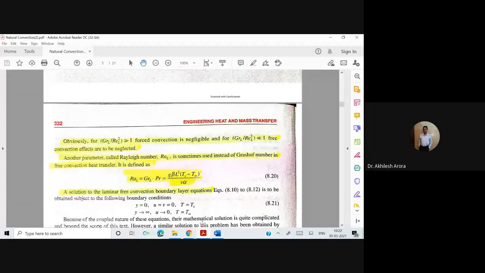Now let us discuss the next parameter, which is the Rayleigh number, Ra L. It is sometimes used instead of the Grashof number in free convection, and it is nothing but the product of the Grashof number and the Prandtl number. So when we take the product of these two numbers, it becomes g beta L cube (Ts minus T infinity) divided by nu into alpha.